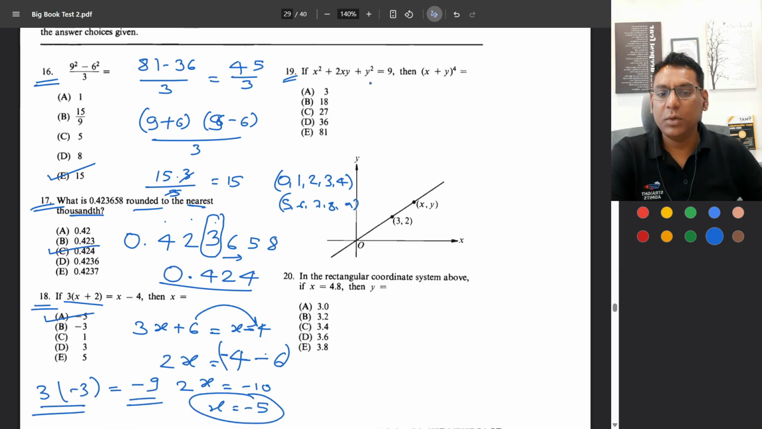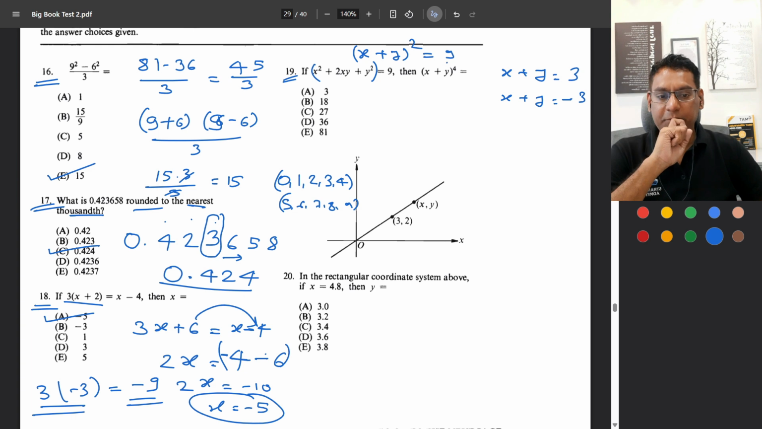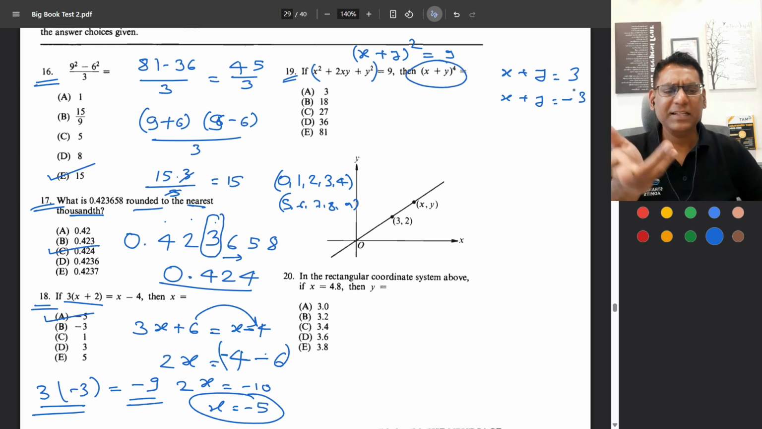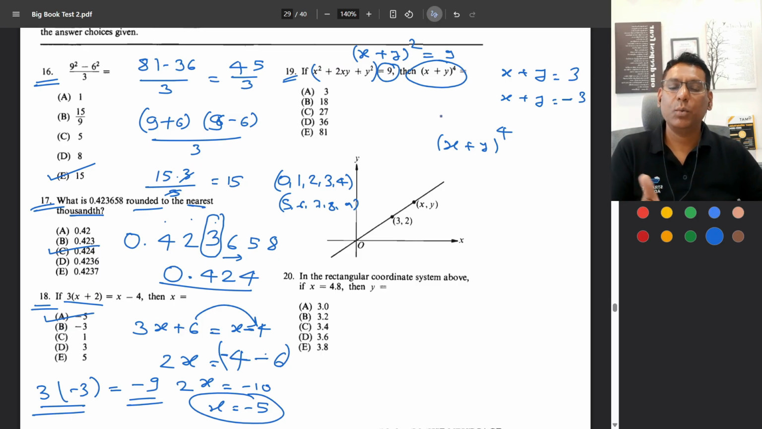If x square plus 2xy plus y square is equal to 9, this should ring a bell. This is the formula for (x plus y) square. If (x plus y) square is 9, then x plus y is going to be either 3 or minus 3. Correct? I am supposed to find out the fourth power of that. Basically, I am supposed to find out (x plus y) to the fourth power, which is the same as the square of the square. And I already know the square, so the square of 9 is going to be 81.